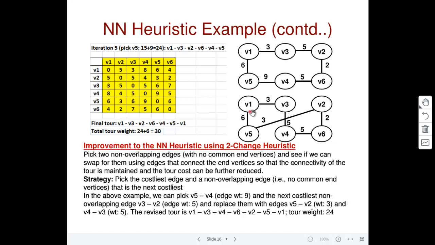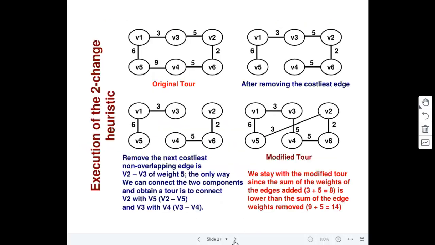Now, after we formed the tour, we found its weight to be, say, 30. We could try to improve it, in the sense that we could try to reduce the weight of the tour and find a different tour. And for that, we saw a heuristic called the two-change heuristic. The way the two-change heuristic works is this: you remove two edges from the tour that you just found and add two new edges.